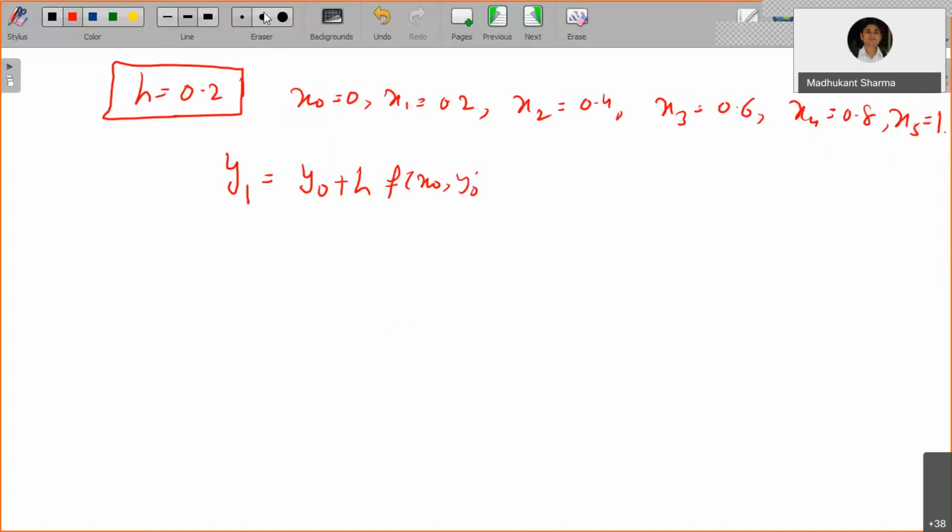So I'm just writing the formula once. y n plus 1 equals y n plus h times f of x n comma y n.